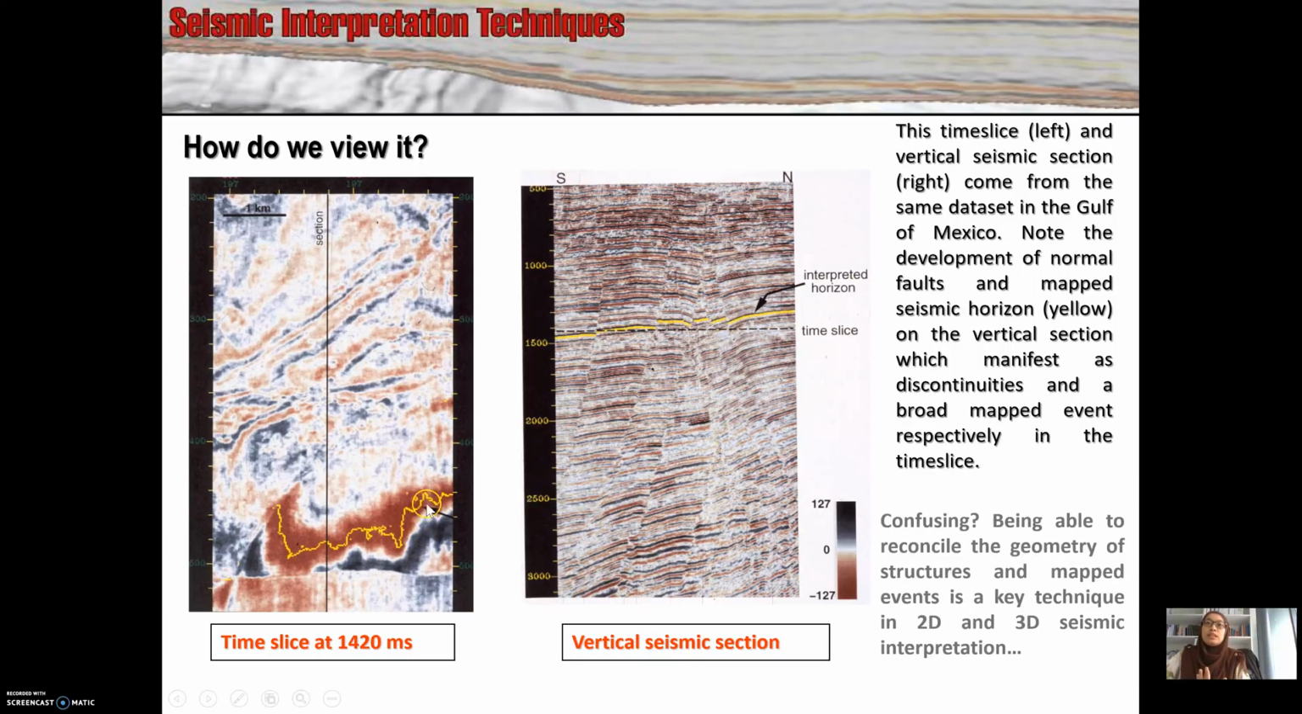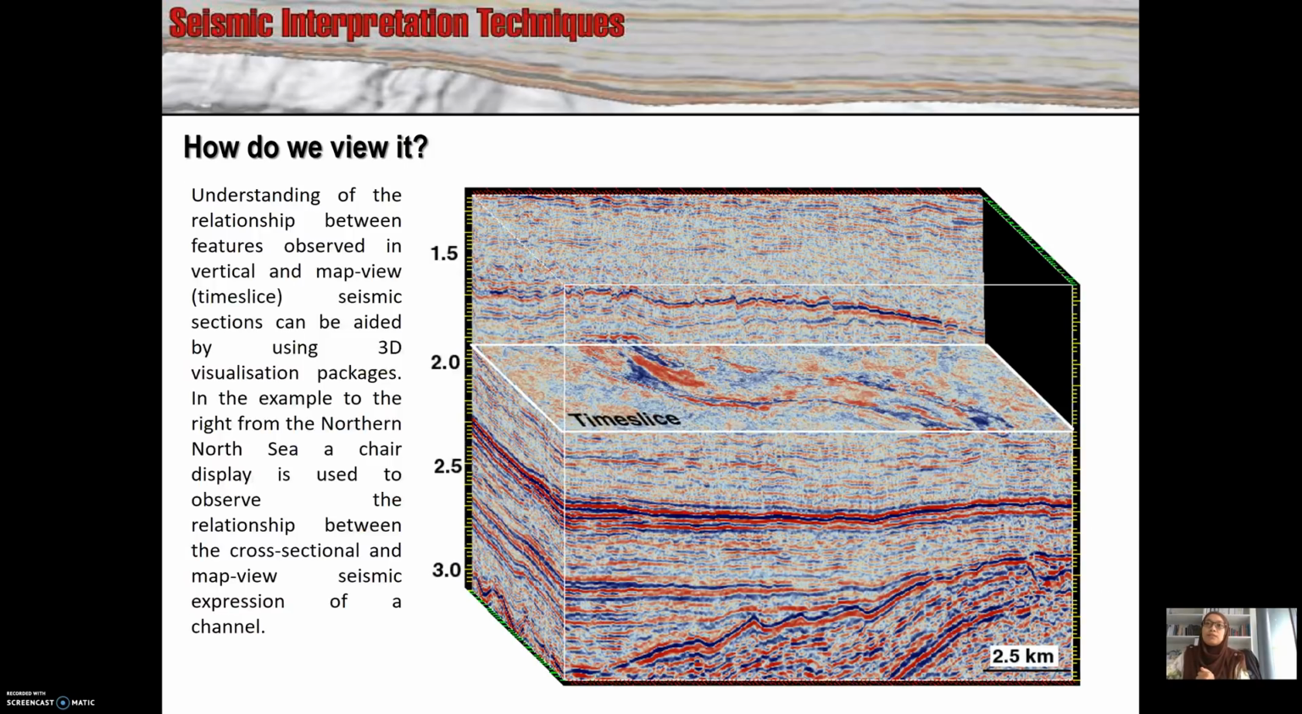So you see these yellow lines, they are actually the horizons interpreted at almost 1.5 seconds, and this is corresponding to this. So actually you are seeing things on top and seeing the side view. When you see the real data, it's very easy and very fascinating. So this is how we view it.